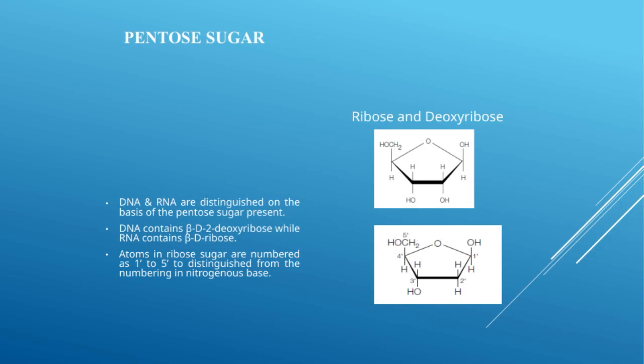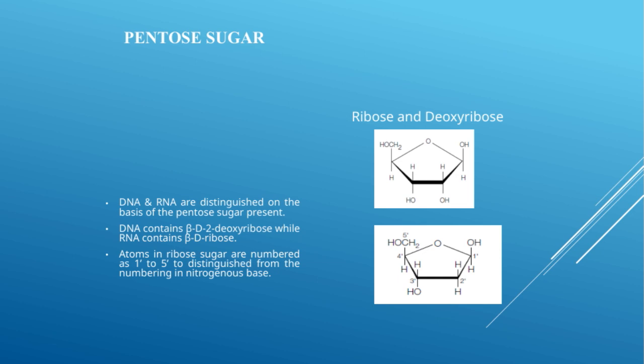Now, let's take a closer look at ribose and deoxyribose. These sugars are fundamental in distinguishing DNA from RNA. The key difference lies in the pentose sugar present in each molecule. DNA contains beta-D-2-deoxyribose, which means it has a hydrogen atom at the 2 position instead of a hydroxyl group. On the other hand, RNA contains beta-D-ribose, which has that hydroxyl group at the 2 position.